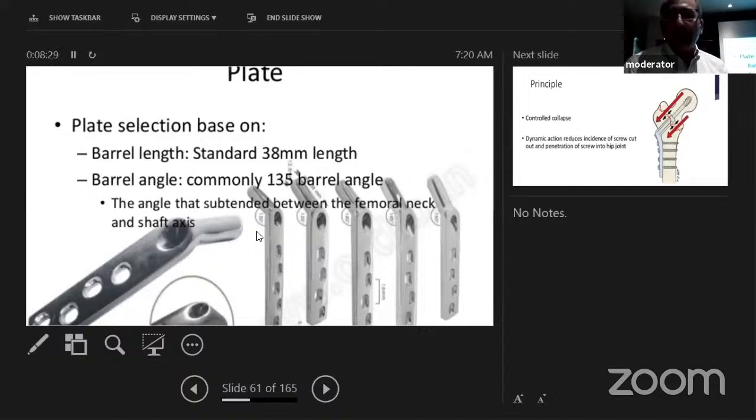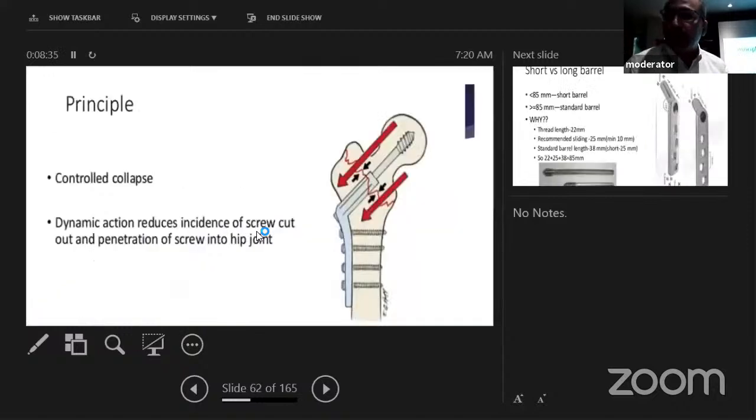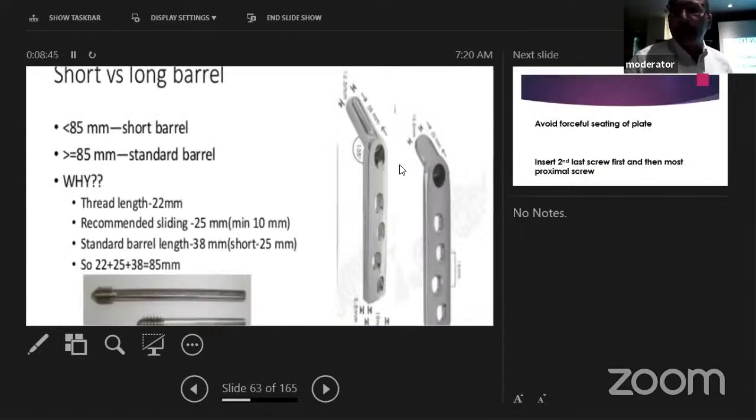It comes in a standard length of 38 millimeters, and the standard angle is 135, but it also has a short barrel as well. You need to be aware of that, because the reason for it is that it is going to provide the dynamic collapse, and you need to know when to use the short barrel and when to use the long barrel. If the screw length is 85, then you are going to be using the short barrel. The reason is that the thread length is 22, the recommended sliding is 25, and the standard barrel length is 38. If you combine all of them, it is 85, and that is the reason you are going to use the short barrel plate.